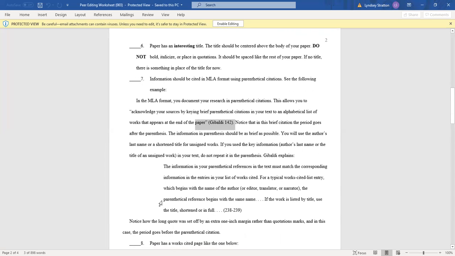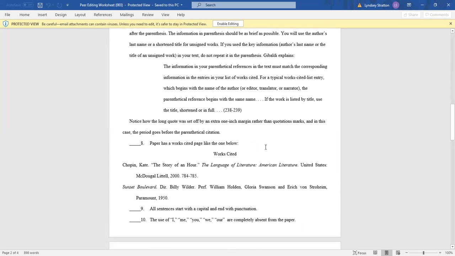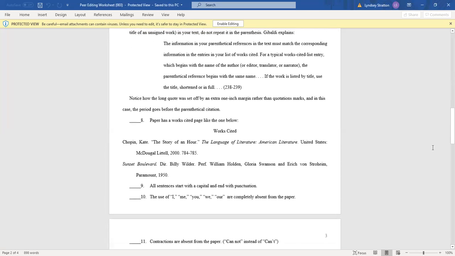Okay, for a block quote, here's a block quote. Here's my in-text citation. I put the author's last name, said that they explained this, blah, blah, blah. There's the page numbers, okay? You have a works cited page like this one, and it is in alphabetical order by the author. It has hanging indents. So the first line of the entry is flush up against that left margin. Then the second line of the entry is indented over one time, okay?